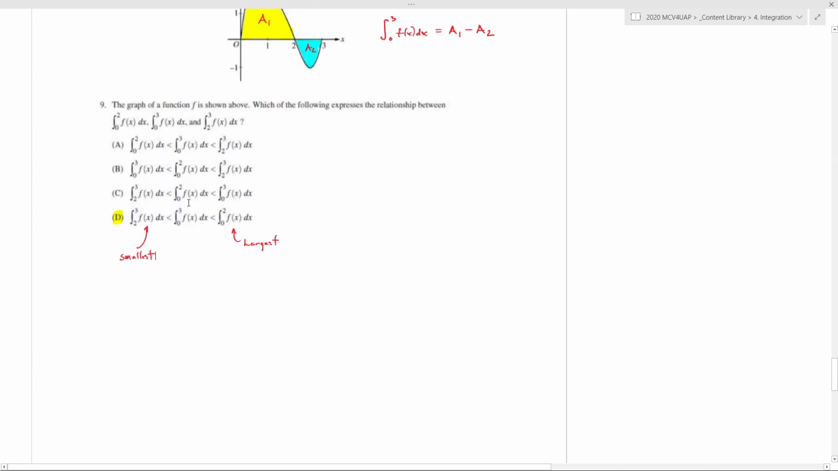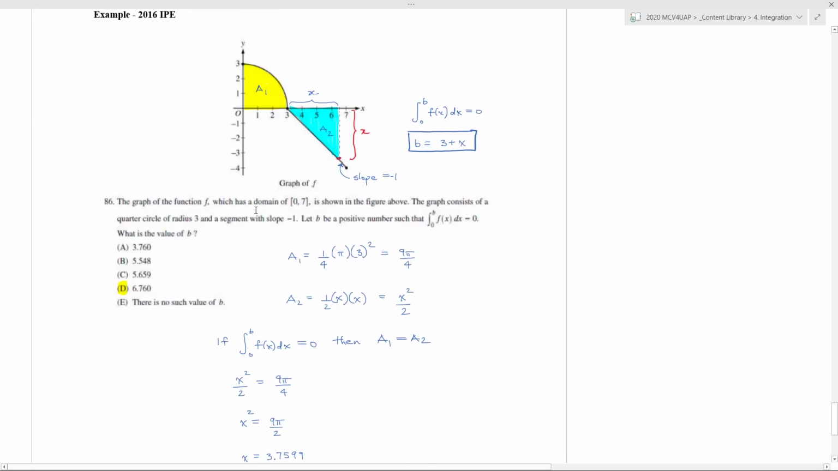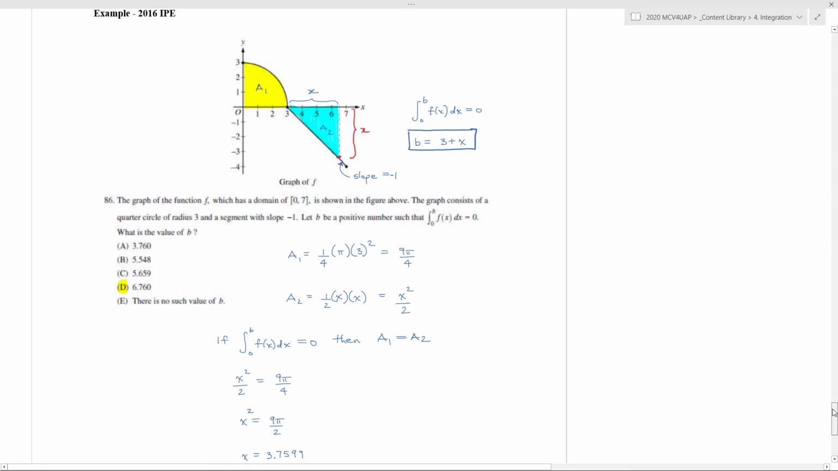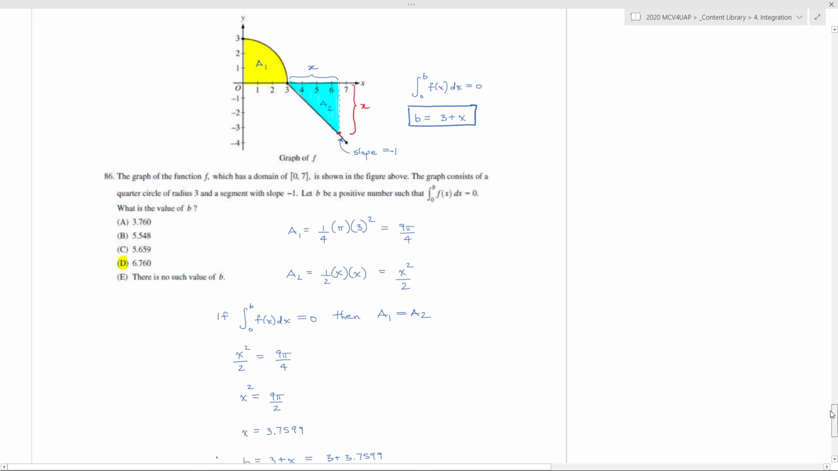Okay, which leads us to the last question, which in my opinion is probably the most interesting of them all. And I've put a question like this on tests before. I think it's a good question. So, we're given the graph of a function. It's a quarter circle, okay? And then a line that has a slope of -1.